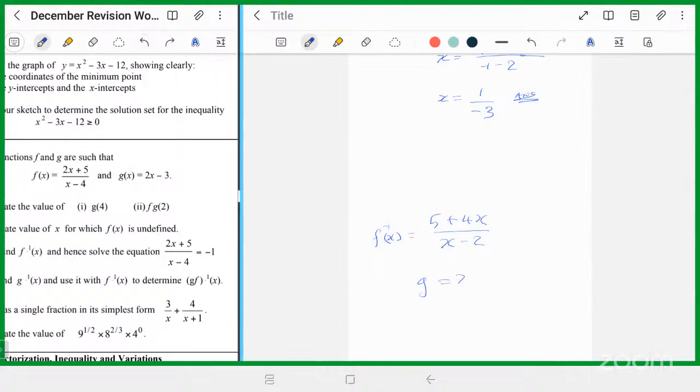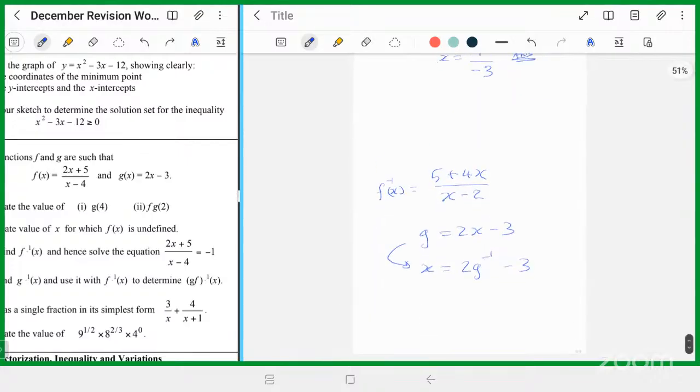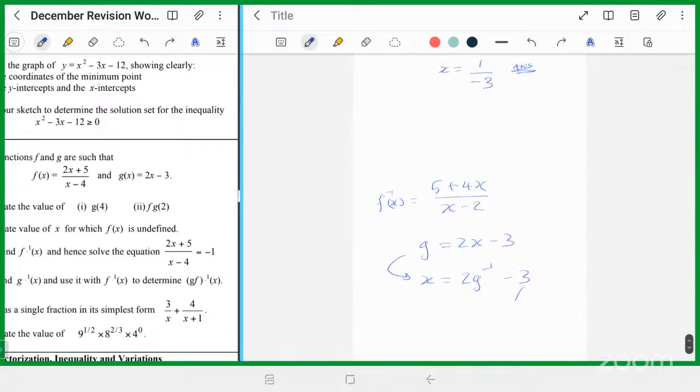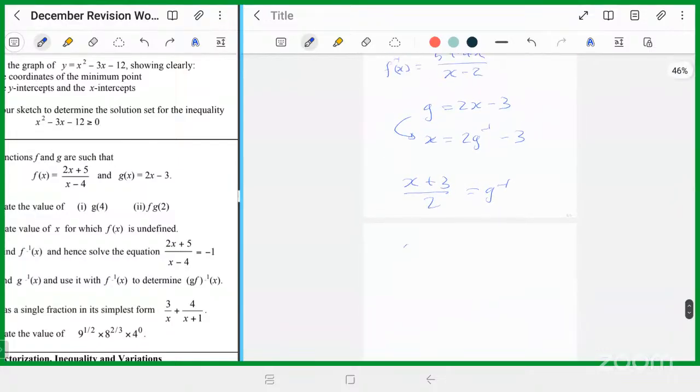So g equals 2x minus 3. When I inverse it, the g becomes x, and the x becomes g to the minus 1: 2 times g to the minus 1 minus 3. To make this the subject, we transpose the 3 first and get x plus 3. Then take this 2 that's multiplying and divide it on the other side. That leaves us with g to the minus 1 of x equals x plus 3 over 2.